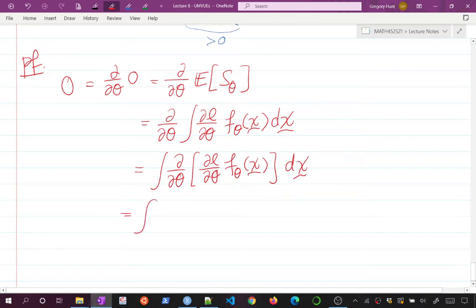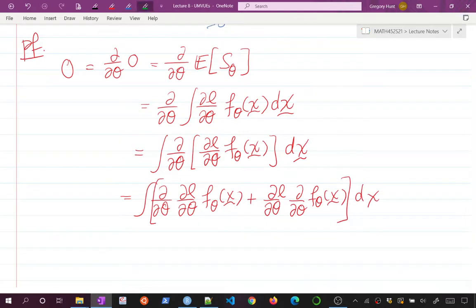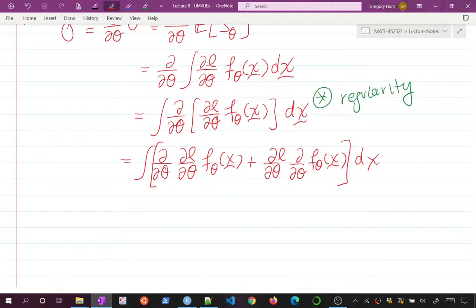And so the product rule says it's the derivative of the first times the second plus the first, dl d theta, times the derivative of the second. And all of that is in my integral, right? Let's just put a star here to denote that we need regularity for this proof to go through, as with last time. Works for exponential families, that's okay.